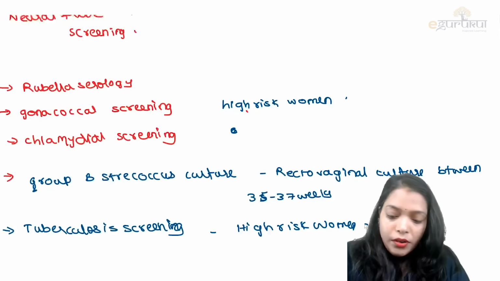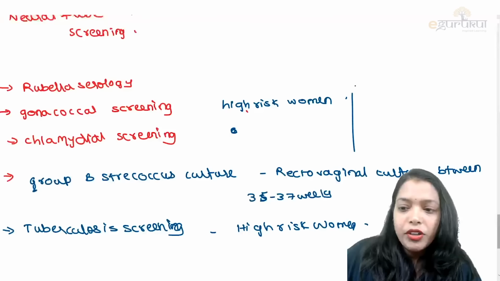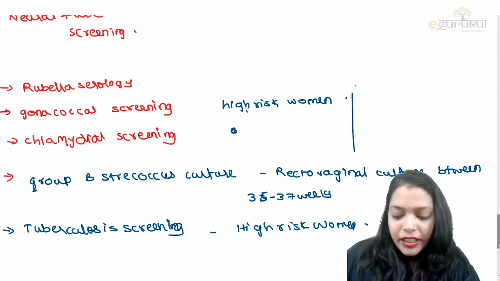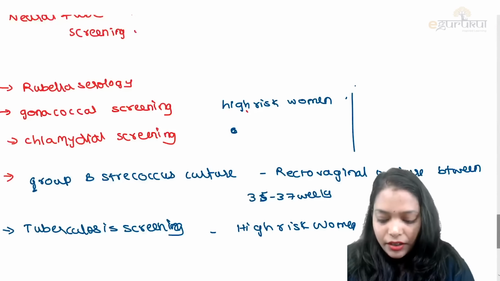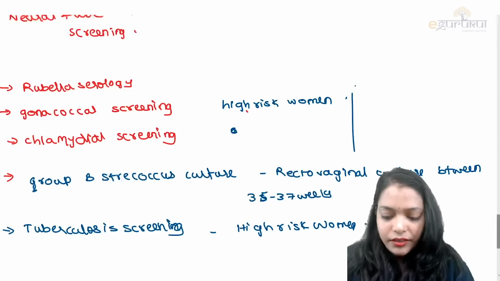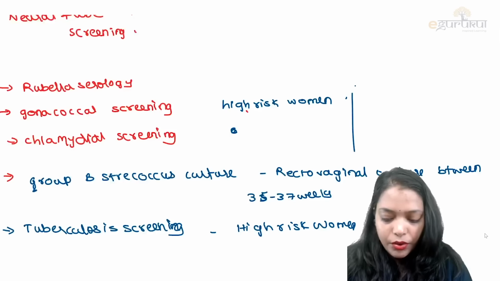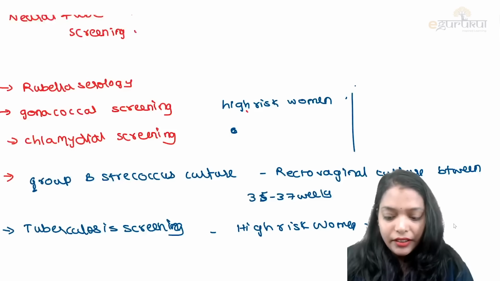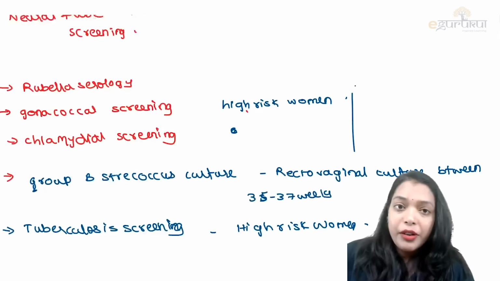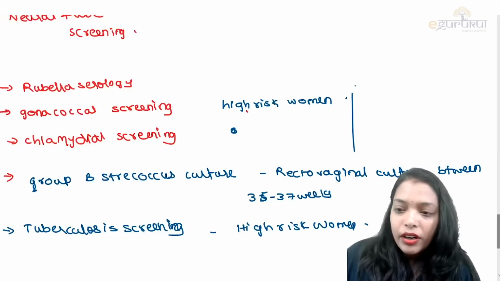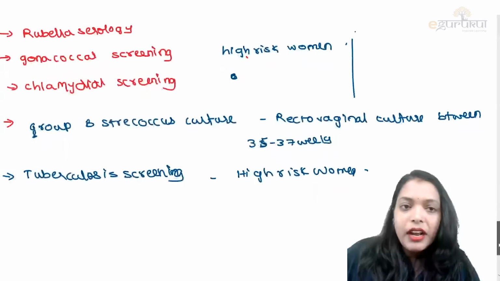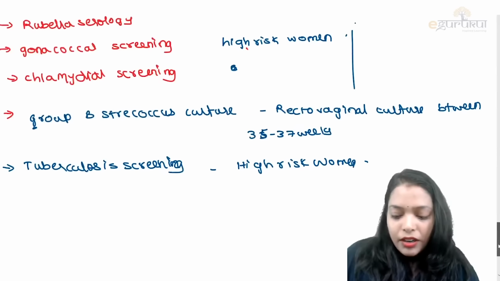Offer aneuploidy and neural tube screening was there before only. Pap smear testing also was there before, right? So what is new is rubella serology. Gonococcal screening for high risk women is something new, right? Chlamydial screening. Group B streptococcal culture between 35 to 37 weeks, sorry, and tuberculosis screening for high risk women. Okay.